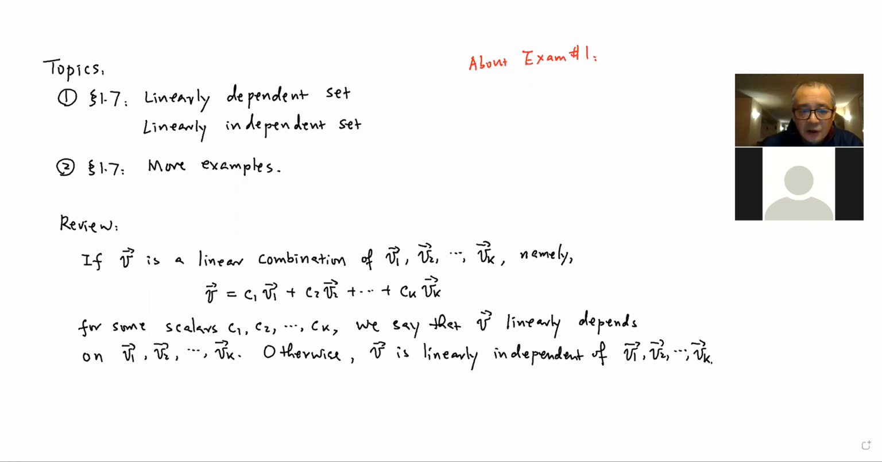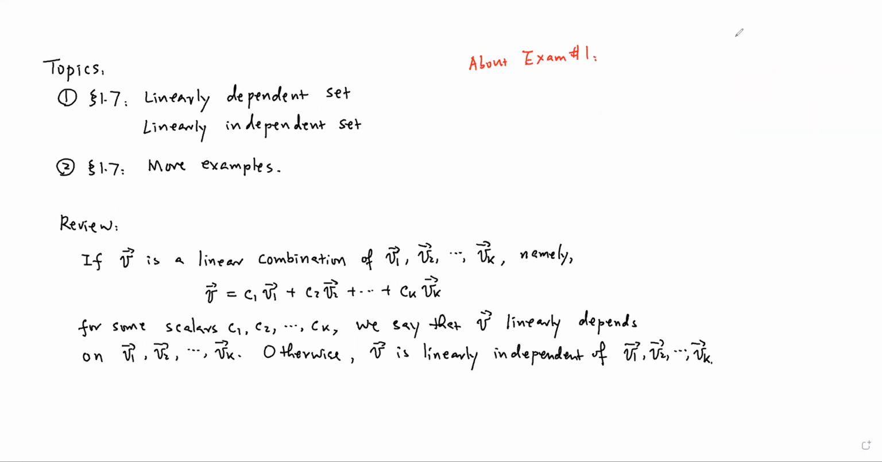Today is still section 1.7. Two topics. The first topic, I introduce linearly dependent set and linearly independent set, and then I present more examples about these two concepts. Before I present these two topics, let me present some statistics about exam 1.